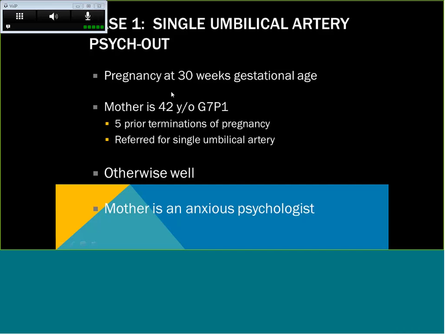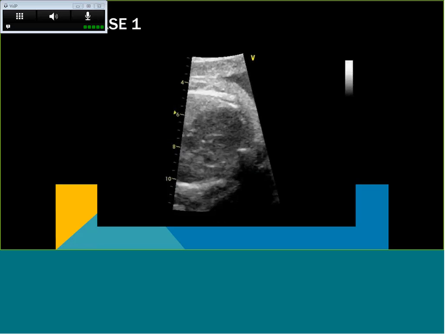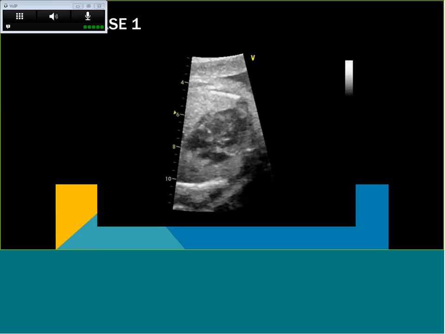So I have a few cases. The first one is what I call single umbilical artery psych-out. This is a referral at 30 weeks gestational age. Mom was a 42-year-old G7P1, 5 prior terminations of pregnancy, and the patient was referred for single umbilical artery. The mom and fetus pair were otherwise well, and mother was somewhat anxious. And so we'll look at all these structures that we've been talking about here.